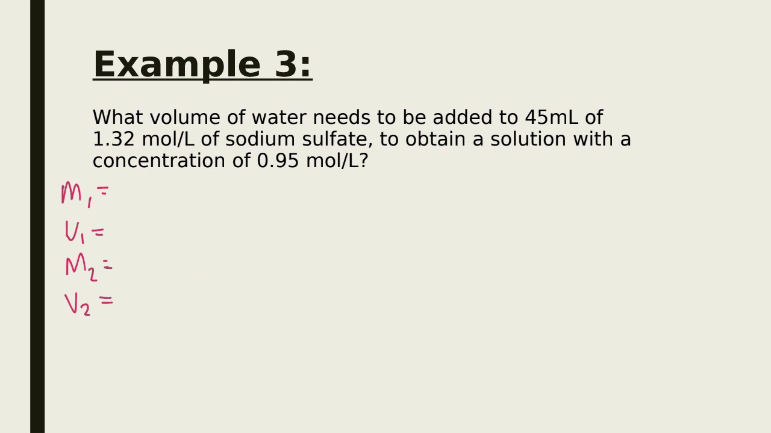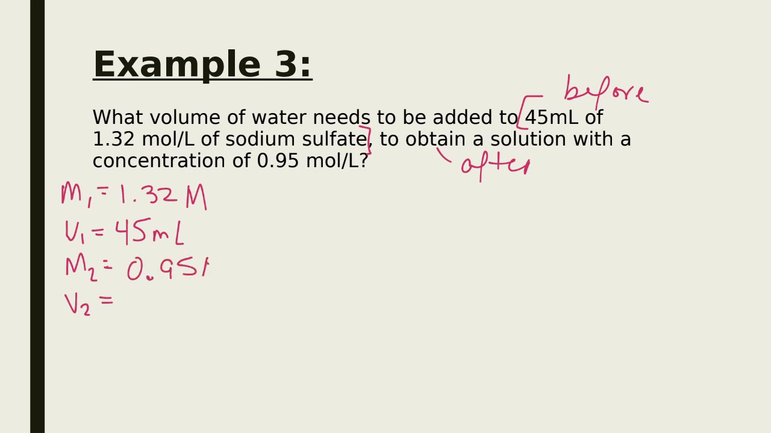Okay, let's do one more example, and we've got our variables already set up. Let's fill them in. What volume of water needs to be added to 45 mL of 1.32 molar sodium sulfate? So here are my befores, or my initial amount. So let's get those down. 45 mL is my initial volume, 1.32 molar. I usually use capital M. Sodium sulfate. To obtain a solution, so this is now the after, with a concentration of 0.95 molar, we are asked to solve for the final volume here.